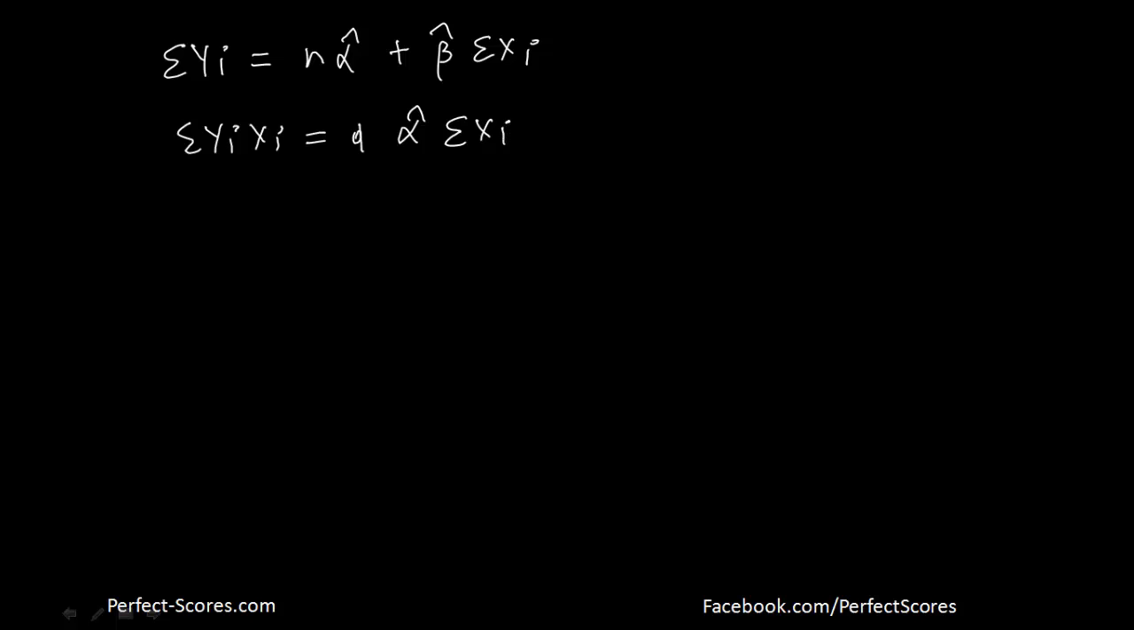Now we have the same equations again, that is summation of yi equal to n into alpha hat plus beta hat into summation of xi, and summation of yi xi equal to alpha hat into summation of xi plus beta hat into summation of xi square. Now I need to eliminate alpha hat here. So I'll multiply all the terms of the first equation with n, and all the terms of the second by summation of xi.